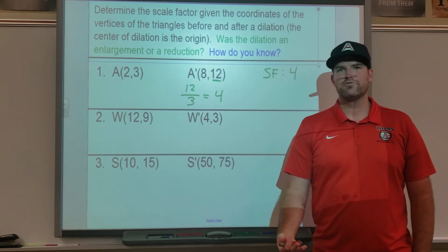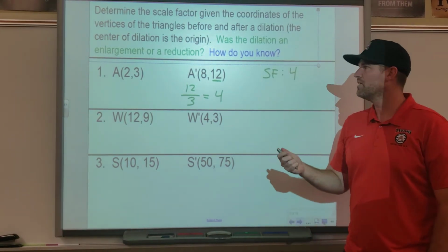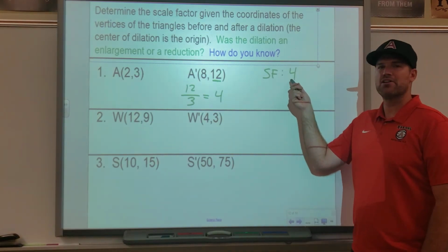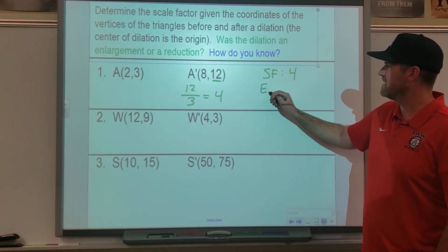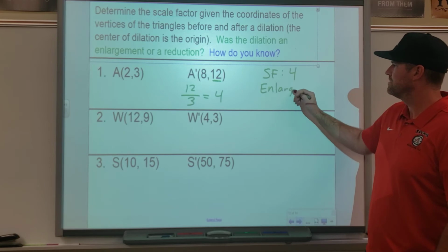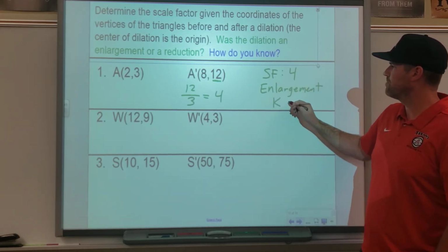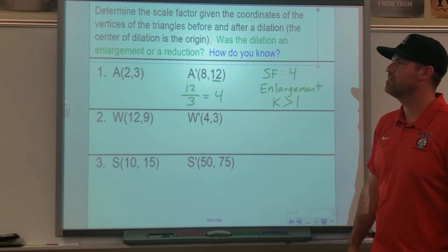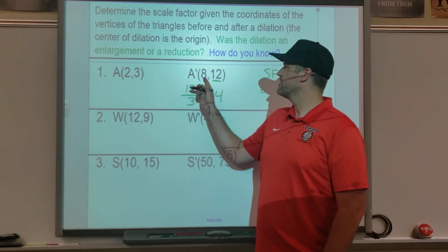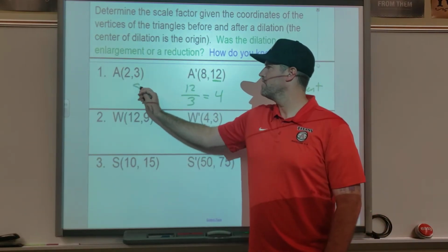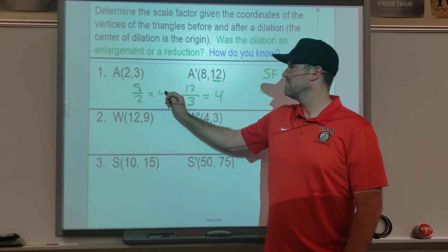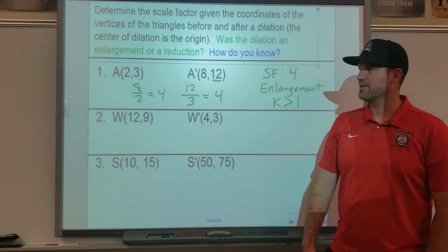Is this an enlargement or a reduction? Well, scale factor was bigger than 1, so that is an enlargement. And I know that because K, or my scale factor, is greater than 1. I could also do it with the points 8 and 2, right? New divided by original, I still get 4. The scale factor is 4.